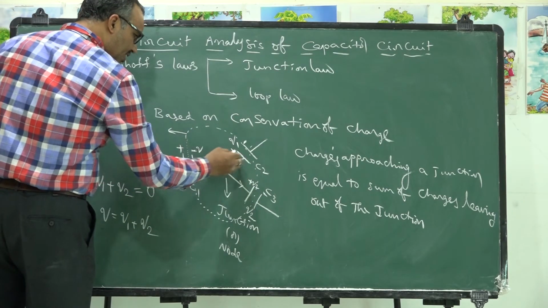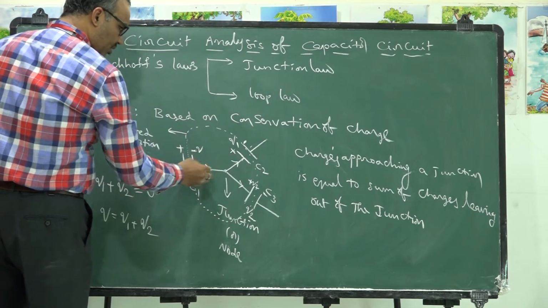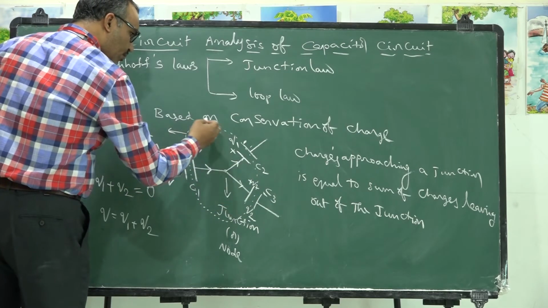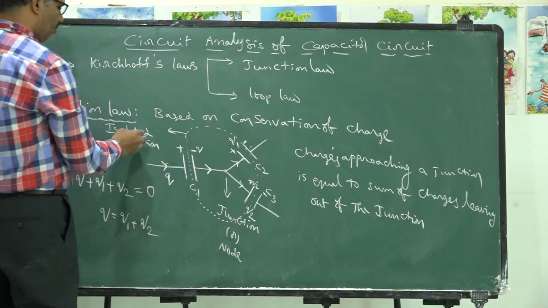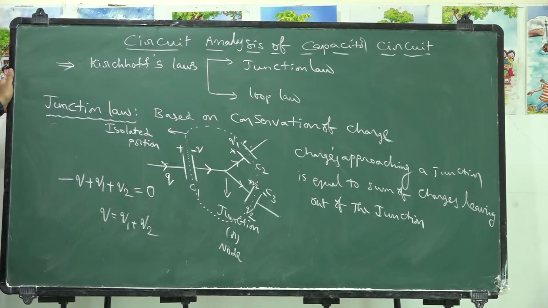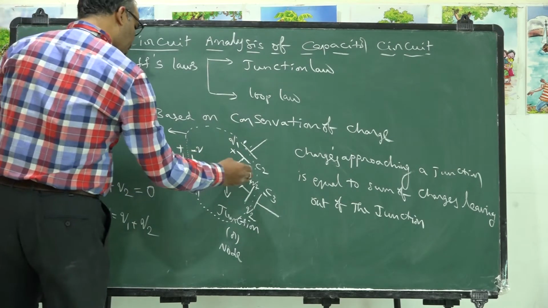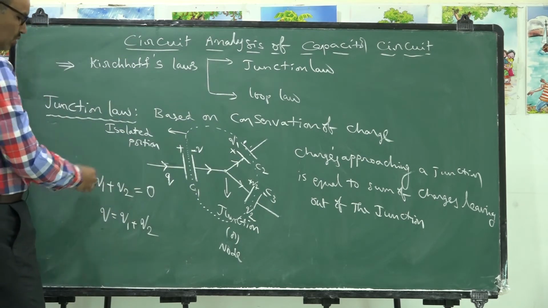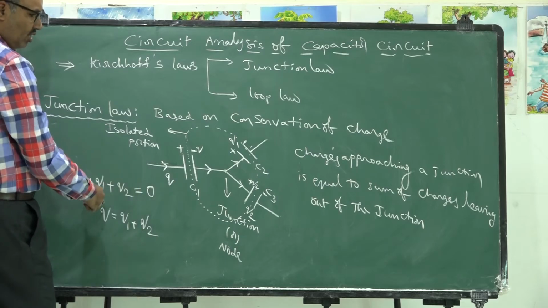All these three plates are connected to the same point, so all the three plates form a separate system. That separate system is called the isolated portion. On an isolated portion of a circuit, the initial charge distribution is equal to the final charge distribution.